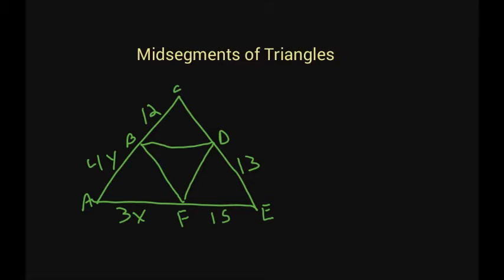Alright, let's work on some midsegments of triangles. A midsegment is just taking the middle of a side of a triangle and connecting it to the middle of another side of the triangle. That's why it's called a midsegment, because it's the middle of each line segment, and you're just connecting them with a line.